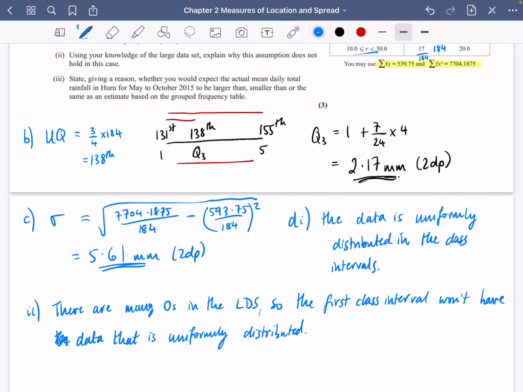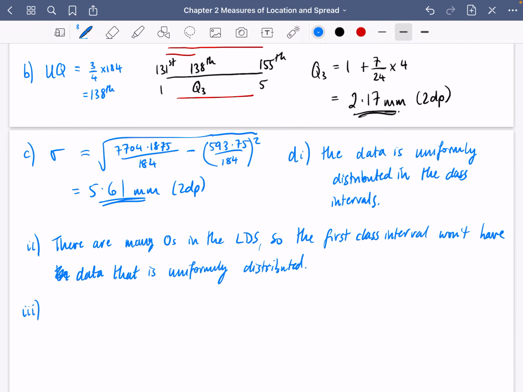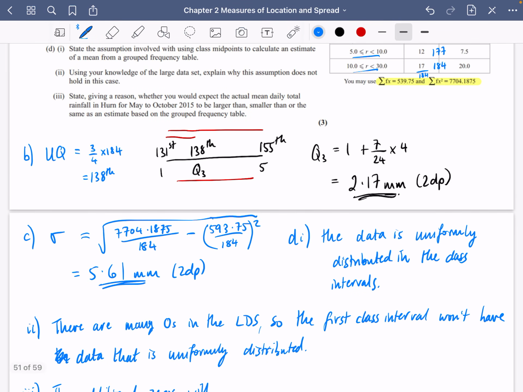Okay, part 3, it says state giving a reason whether you would expect the actual mean daily total rainfall in Herne to be larger than, smaller than, or the same as the estimate based on the grouped frequency table. So if we think that there are going to be loads more zeros, that should reduce the mean. Because if we think there are more zeros than is being accounted for, we think this will reduce the mean. So the additional zeros will mean that the actual mean will be smaller than the estimate.